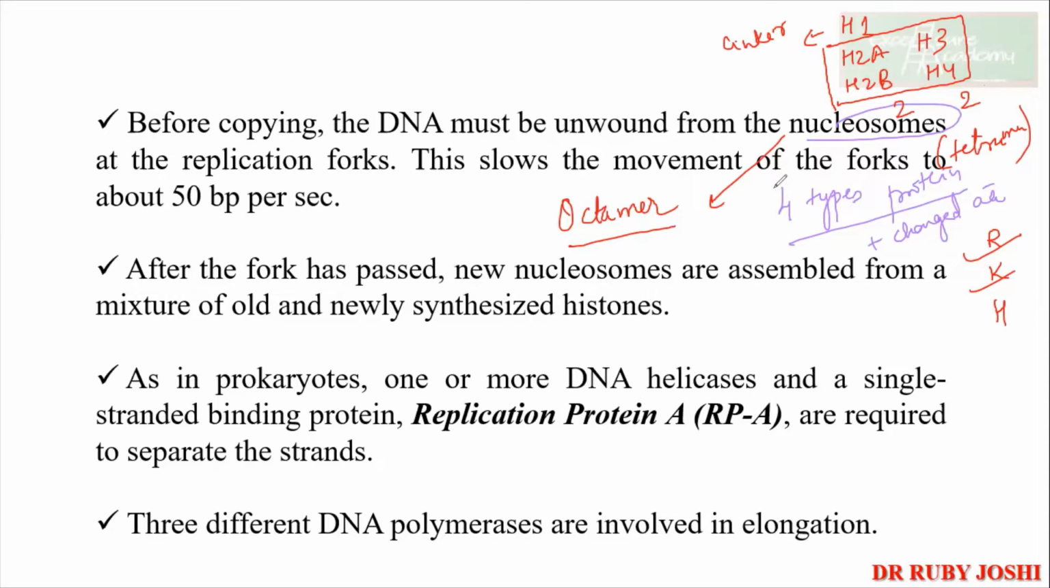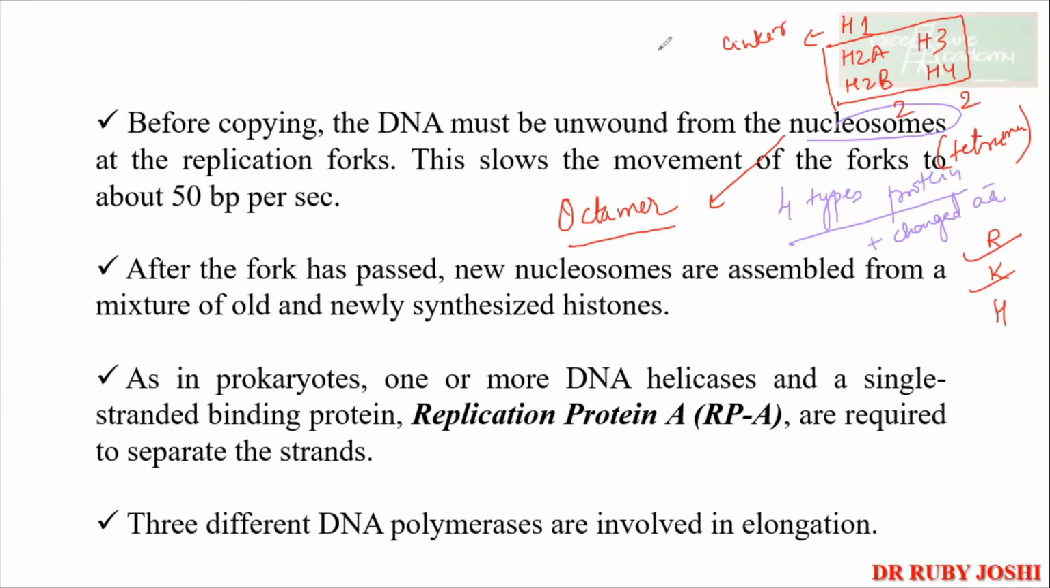Now if I say that nucleosome is an octamer, which proteins will be how many? Yes, all of them will be 2 in number, ma'am. Yes. So how does it happen?